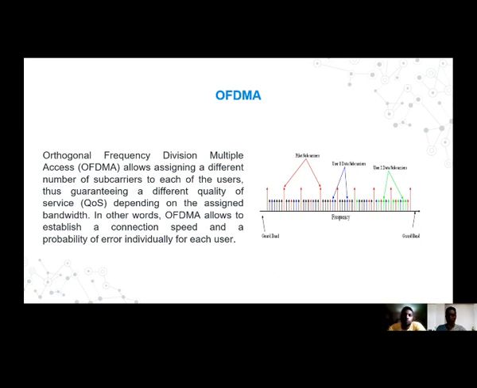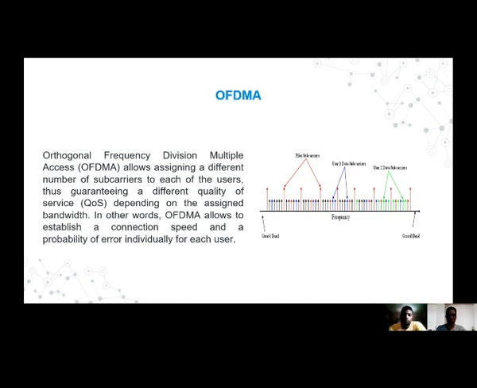CDMA resembles OFDMA in that it uses spread spectrum technology where each transmitter's signal is coded; each user can reach a different connection speed thanks to the assigned factor, as different numbers of codes are assigned to each user.